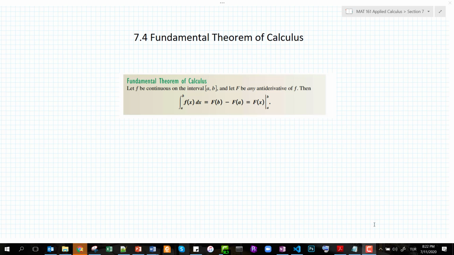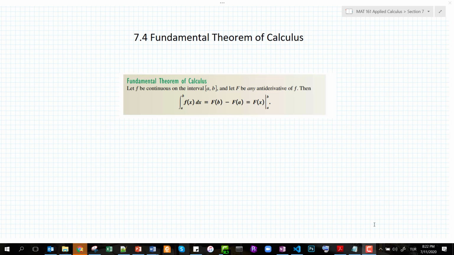That's why we need a better, more fundamental way to calculate the definite integral. Today's topic is the fundamental theorem of calculus, and really it is the most fundamental and important theorem of all calculus. Why is it so fundamental? After looking at this theorem, we will explain more.